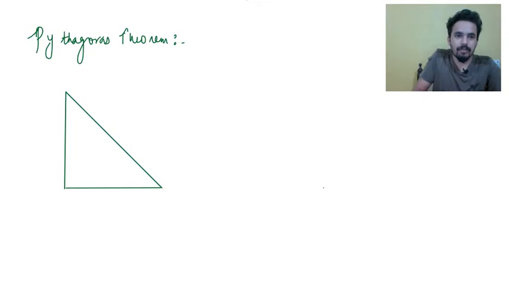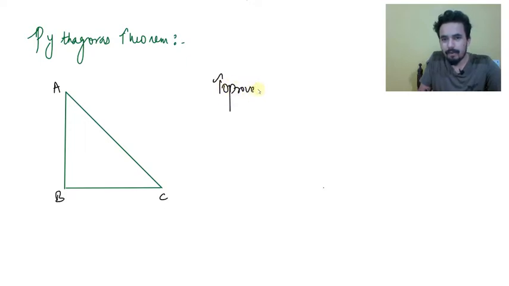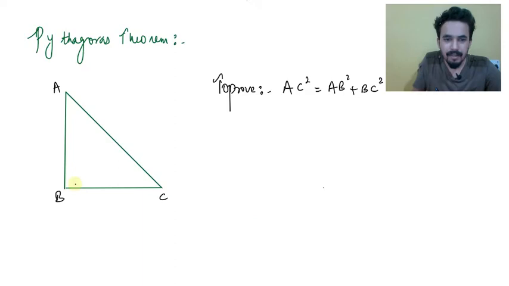Okay, so let's name it. Let's say this is A, this is B, this is C. So what we have to prove, because this is Pythagoras, is simply that AC square is equal to AB square plus BC square, right? This thing we have to prove. We are just making a little construction here, provided that this B is 90 degree. Let's draw BD perpendicular to AC.